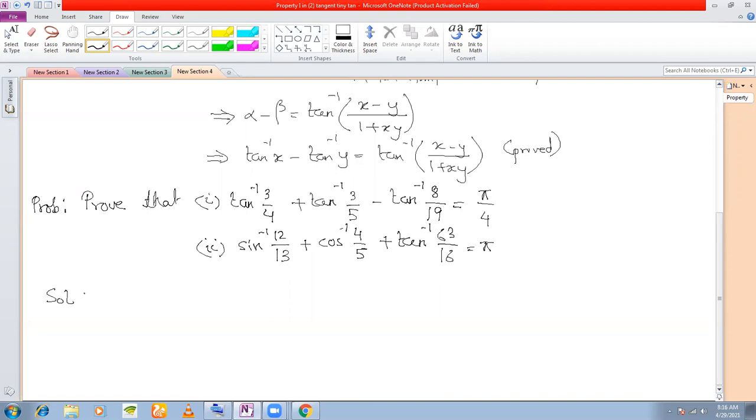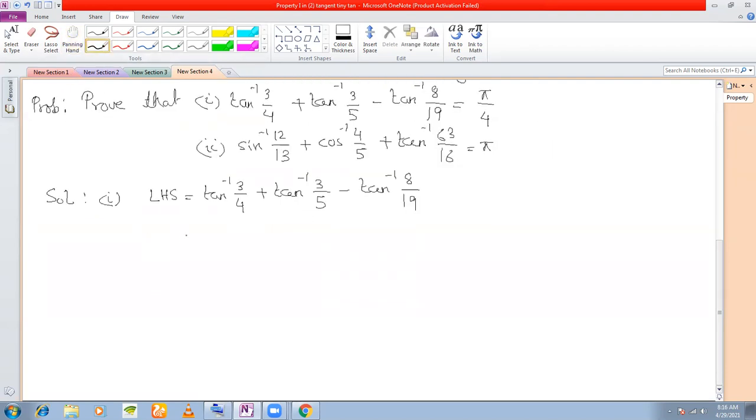Solution for the first one. We start from the left hand side: tan inverse 3 by 4 plus tan inverse 3 by 5 minus tan inverse 8 by 19.